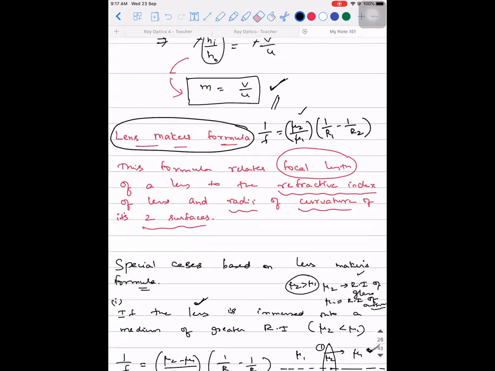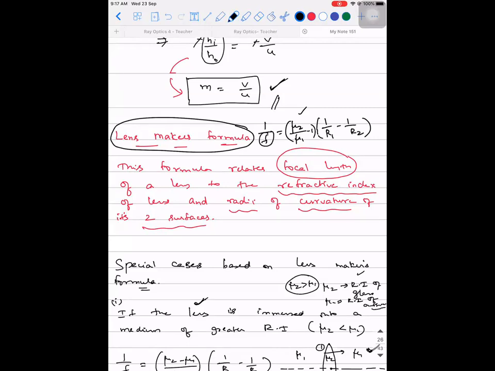Sorry. It is mu2 by mu1 minus 1 into 1 by R1 minus 1 by R2. Where mu2 represents what? The refractive index of the lens medium. Mu1 represents the refractive index of the outside medium. R1 represents the radius of curvature of the first refracting surface. R2 represents the radius of curvature of the second refracting surface. 1 by F, F stands for focal length.